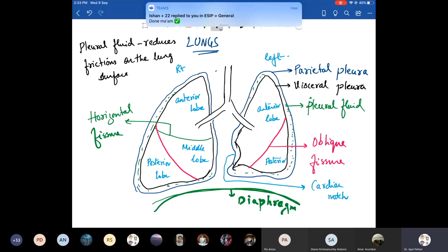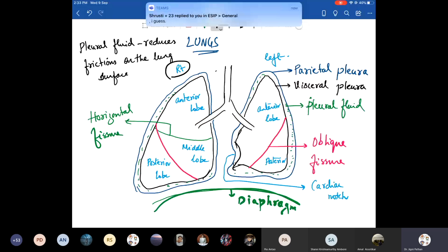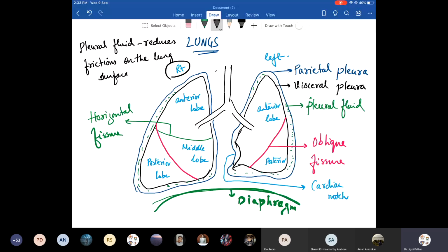The lung is a pair of organs present in the thoracic cavity. Do you agree? There is a right lung and a left lung. You know, the right lung is longer or bigger than the left lung. The right lung has two fissures. One is the horizontal fissure, another is the oblique fissure. Whereas the left lung has only one fissure. So this divides the lung of the right side into three lobes and the lung of the left side into two lobes. Next.